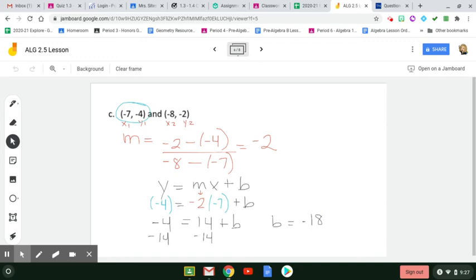Last step, you're going to plug those 2 values into slope-intercept form to make an equation. So y equals -2x, and then you can just bring up the -18 or plus -18. And again, you can check those answers by substituting the point values in for x and y to see if they work.